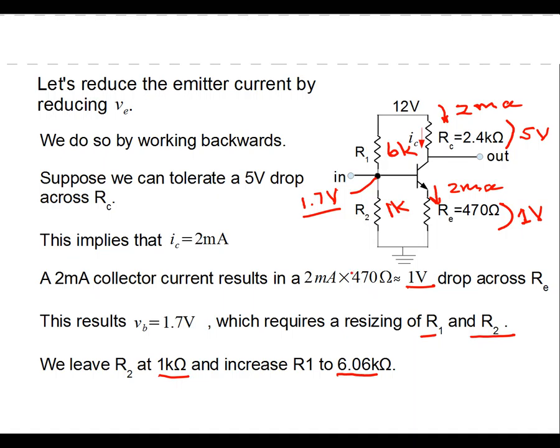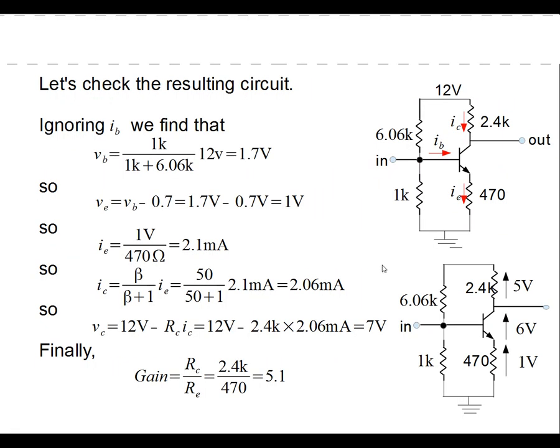Let's go through and take a look at the numbers and make sure they work. So we're going to check it, and we check it by doing the following. We make sure we're going to ignore IB again, which is okay. We look at this as the potential drop. This is the ratio of the R1 and R2. We're applying 12 volts to it. We get 1.7 volts here. So we check. The emitter is down here now at 1 volt. We check. So the emitter current is 1 volt divided by 470 ohms, which is the emitter resistance. That's 2 milliamps. Check.